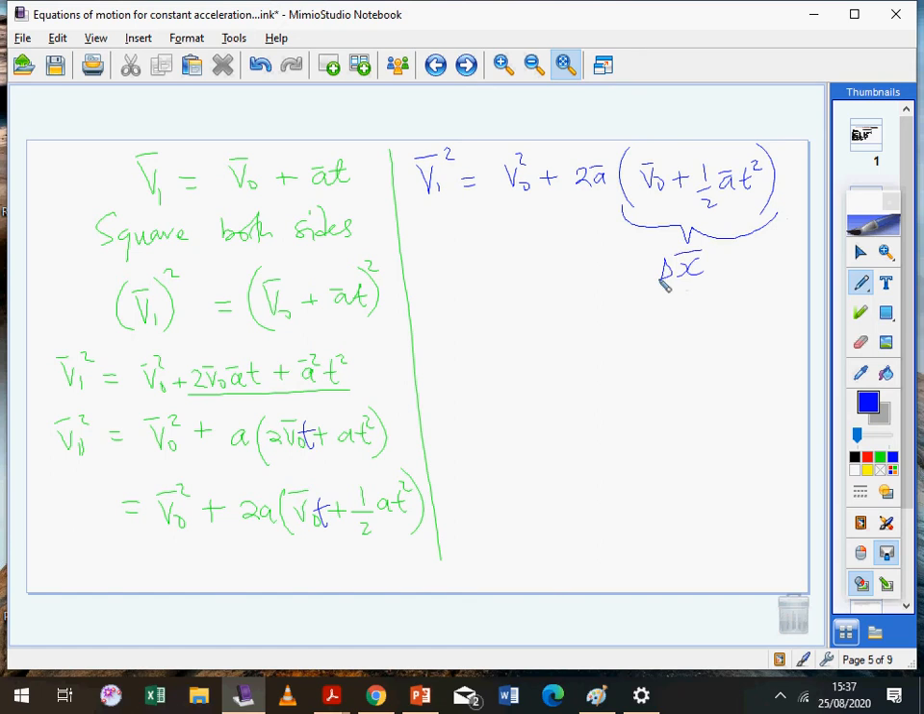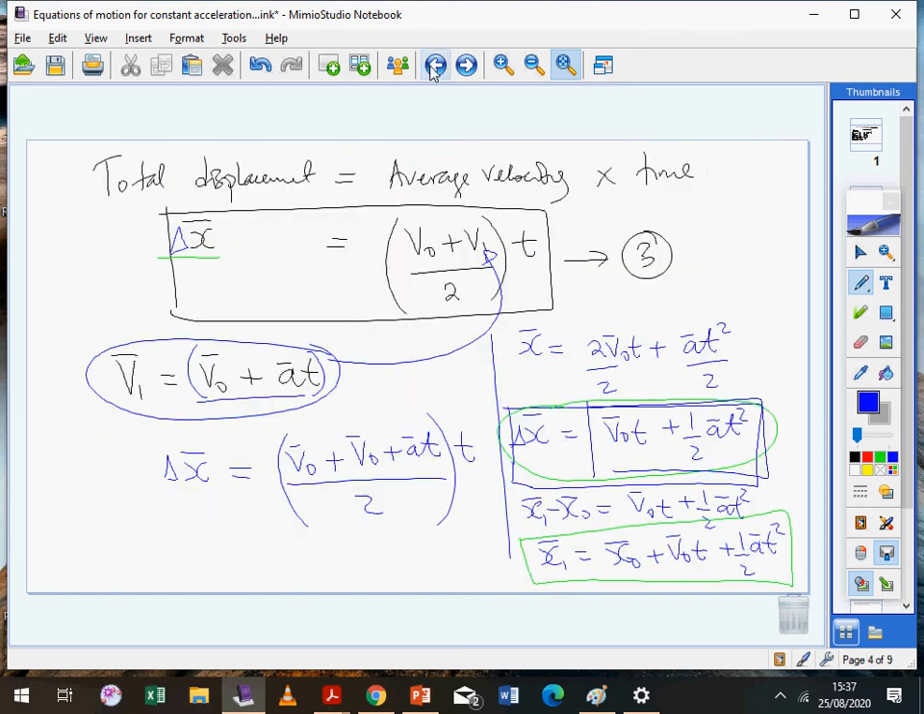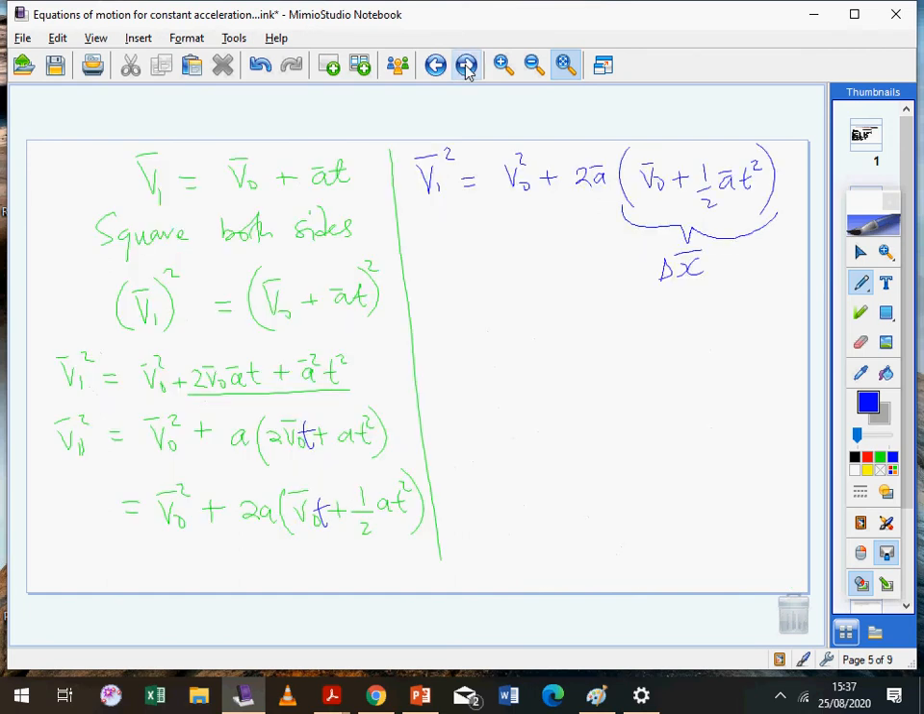If you look at this right here, change in displacement is V0 T plus half AT squared. And if you look again here, I have V0 T plus half AT squared. So that whole thing is change in displacement. And I'll end up with V1 squared equals V0 squared plus 2A times change in displacement.